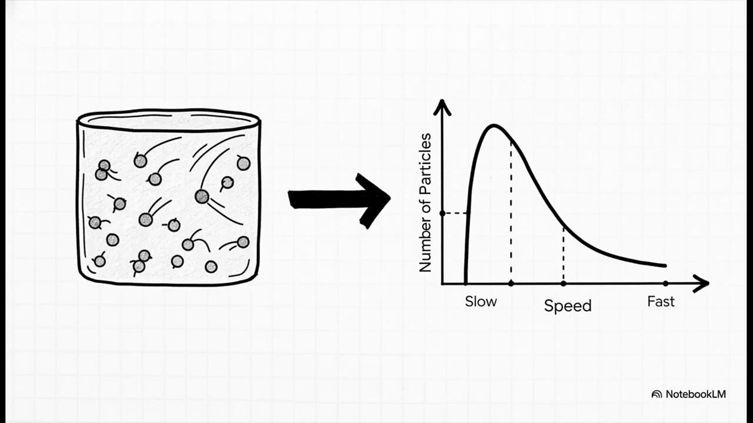And of course, scientists have a name for this. It's called the Maxwell-Boltzmann distribution. It's basically a graph that gives us a snapshot of the gas, showing us how many molecules are moving at every possible speed. It's the complete picture.